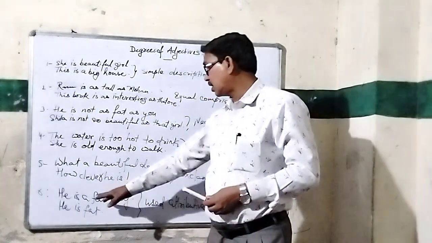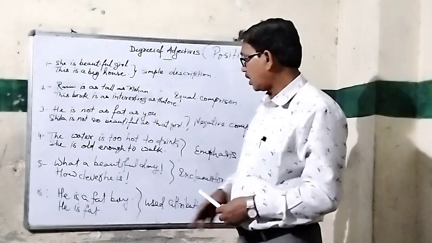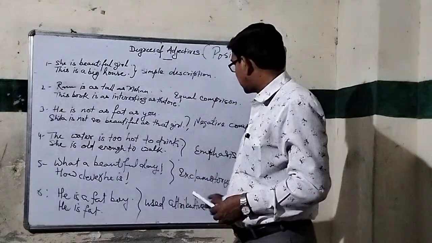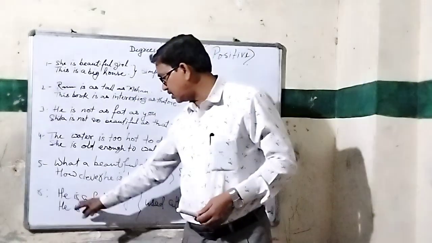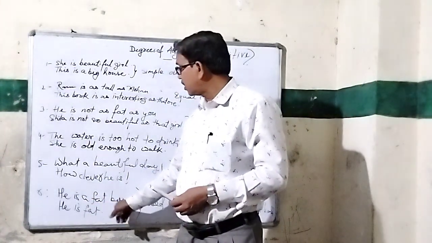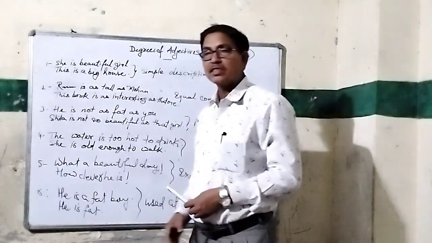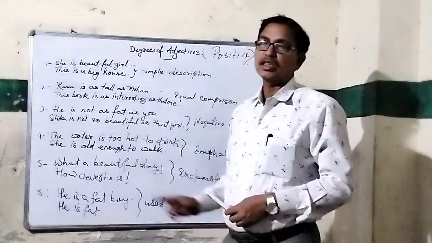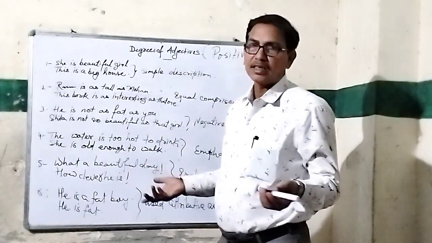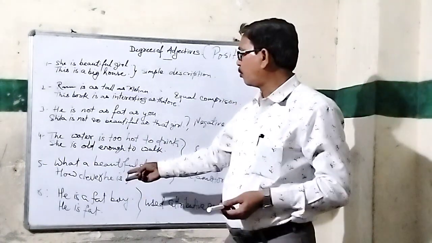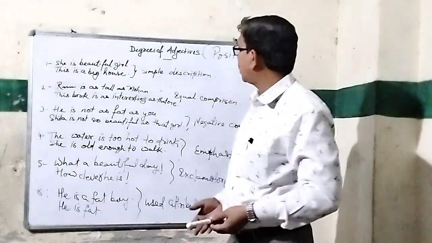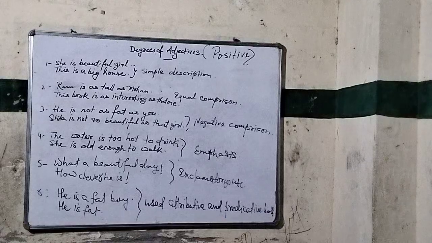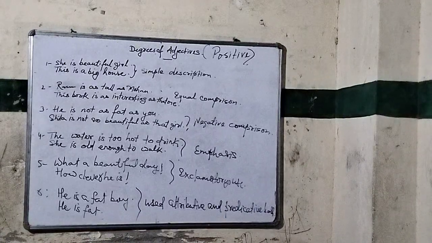The last one is: he is a fat boy and he is fat. Here I am telling you about the attributive and predicative use. In he is a fat boy, the adjective fat is coming just before the noun boy, so this is called attributive use. And in he is fat, this fat is coming as a complement, so it is predicative use. In both ways it will come. So this was all about the positive degree. I am sure that in the next video we will see the comparative degree of adjective in detail.